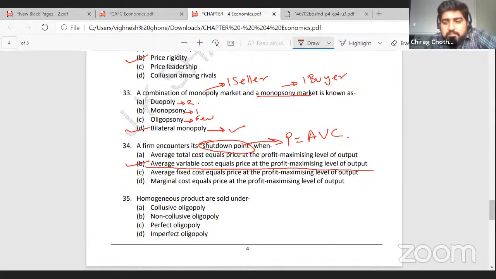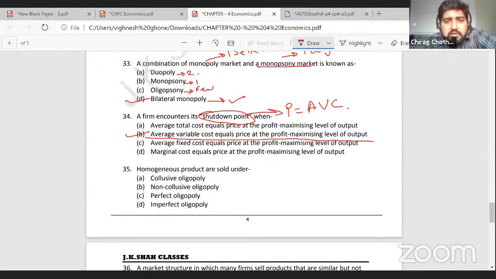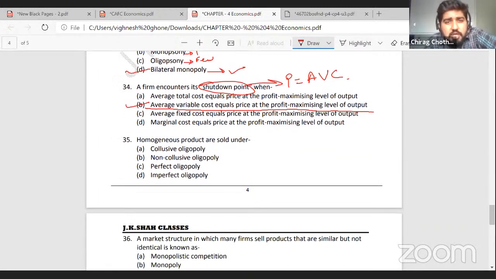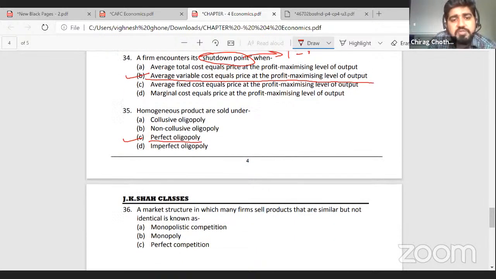Okay. Next one, homogeneous products are sold under dash. Where do we sell homogeneous? Do you understand homogeneous? Same product, right? So it will be sold where? It will be sold in case of perfect oligopoly. In collusive oligopoly, non-collusive, perfect, imperfect. The correct answer is perfect oligopoly, because this is a market condition where few sellers are there in the market who are selling goods and services, but these are homogeneous, then it will be called perfect oligopoly. This was the first type of oligopoly, in fact, that we have studied today.